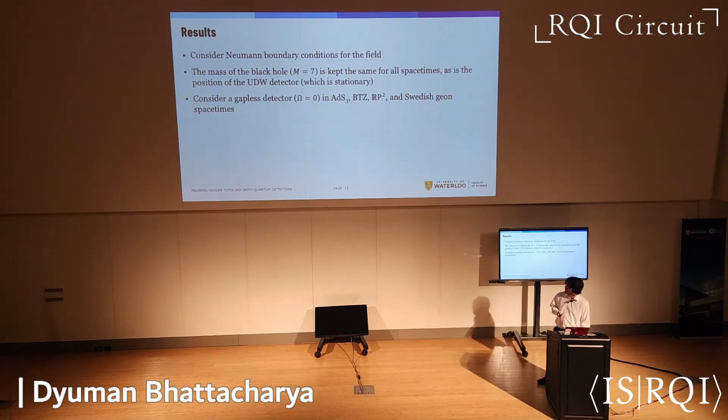In the following, we consider Neumann boundary conditions for the field, but what is to follow is quite general and holds for all 3 possible boundary conditions for the scalar field. And the mass of the black hole is kept the same for all spacetimes. We are considering the anti-de Sitter, BTZ, RP2, and Swedish geon spacetimes. And the UDW detector is external to the horizon and is kept stationary.